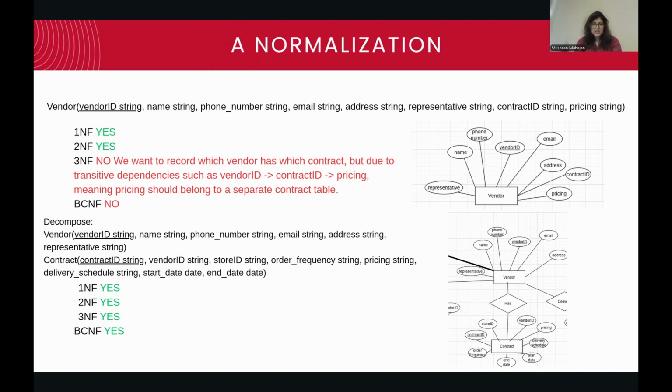So to address this, we decomposed the table into two, vendor table and the contract table. The vendor table stores the vendor specific details, and the contract table now manages contract details, including pricing, delivery schedules, and validity periods. This decomposition ensures compliance with third normal form as well as BCNF. So this enhances our efficiency and avoids redundancy in the vendor table.